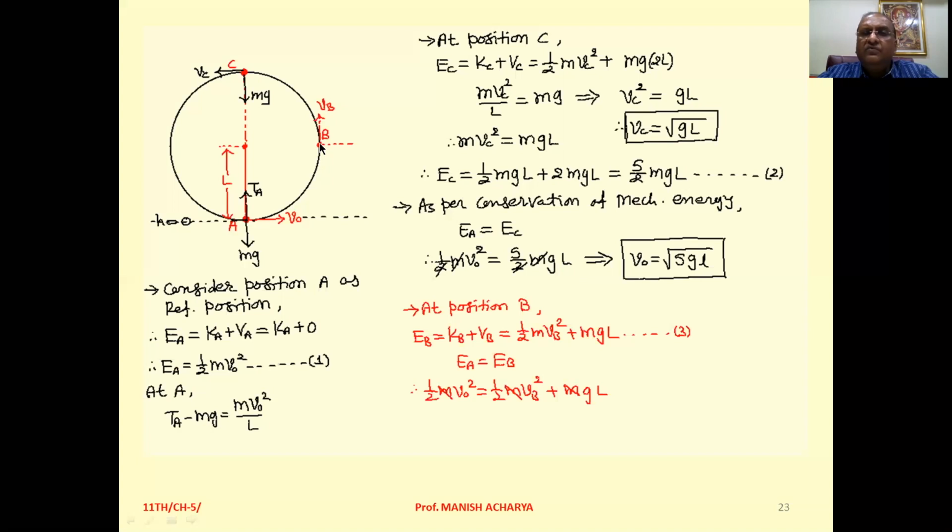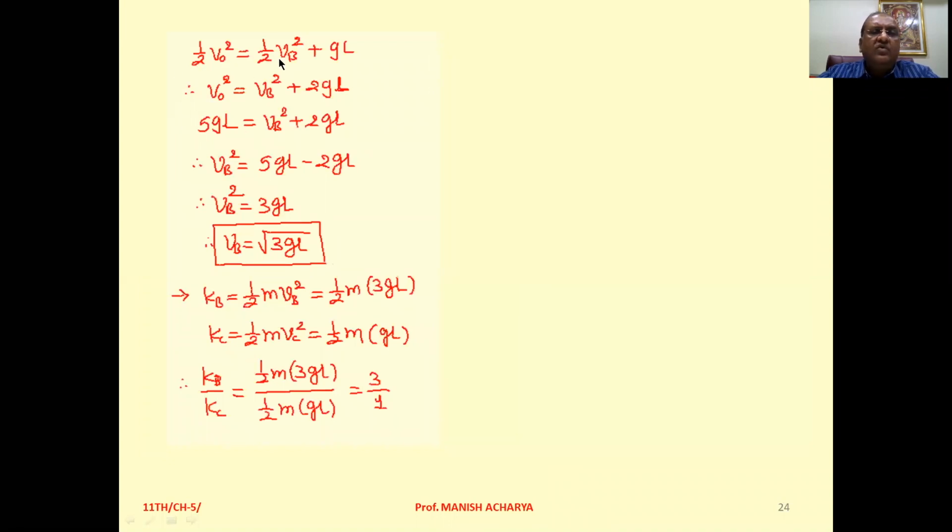Now at position B, we want to find the velocity. Again, the total mechanical energy at B is kinetic energy at B plus potential energy at B, which equals half mvb square, where vb is the velocity at B, plus mgL, because when the bob is at B, it is at height L with respect to the reference position. Okay. So EA equals EB. EA, half mv0 square, equals EB, half mvb square plus mgL. m will be cancelled from both sides. Then multiply this equation by 2.